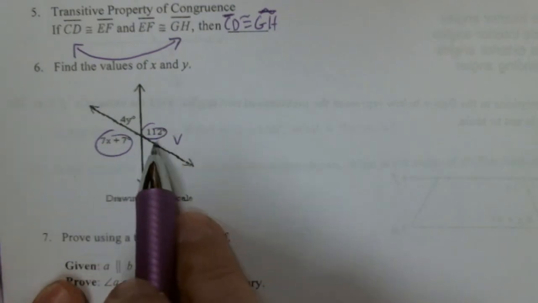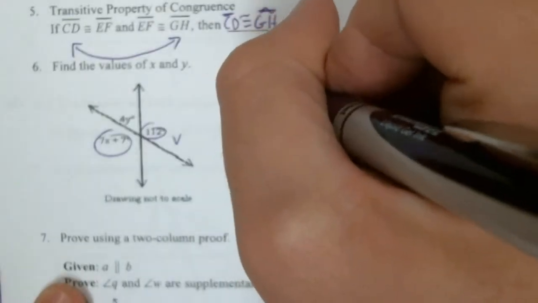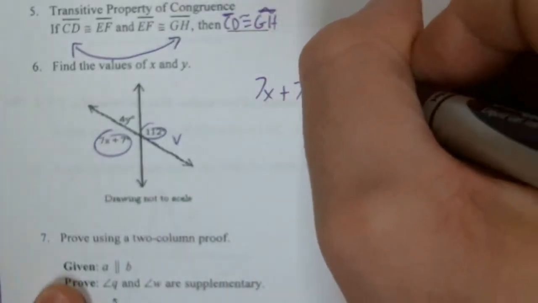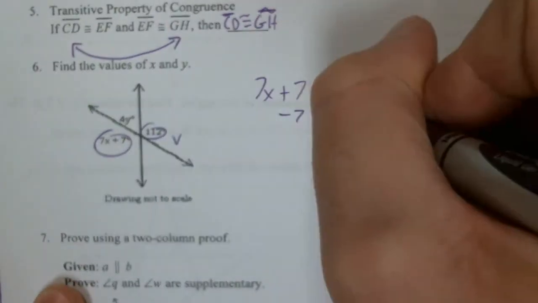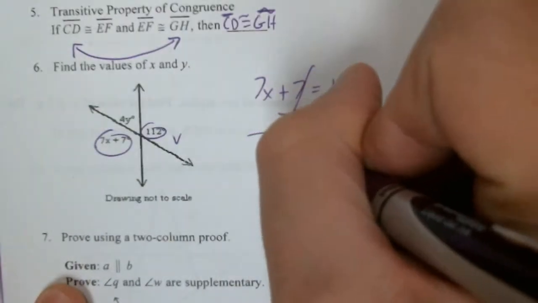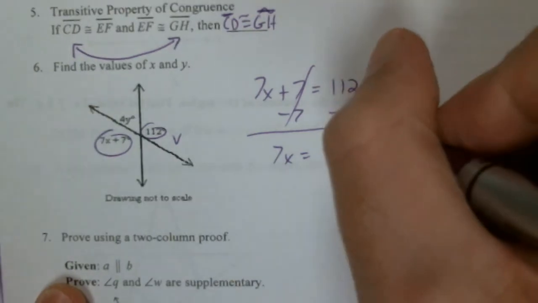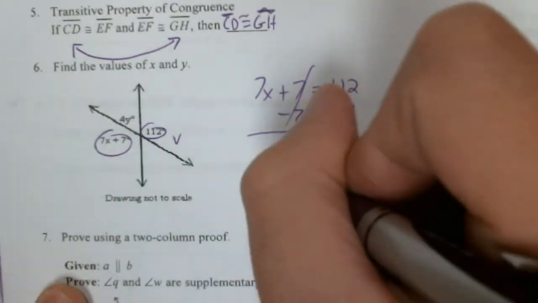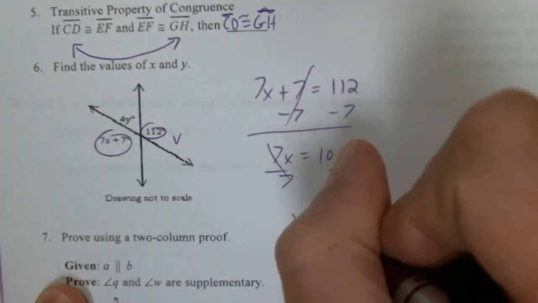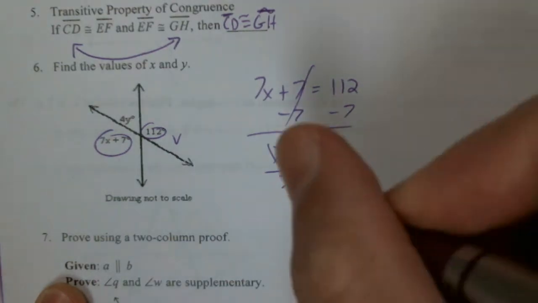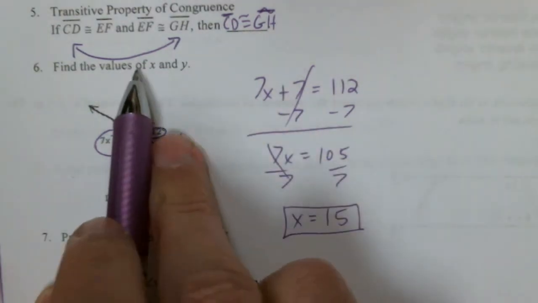So these two angles are vertical, so they're going to be equal to each other. So I'm going to set 7x plus 7 equal to 112. Let's subtract 7. 7x is equal to 105. Divide both sides by 7, and x is going to be equal to 15. Okay, so that gives us x. It's asking for x and y.